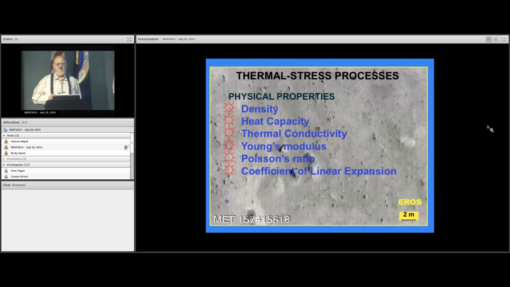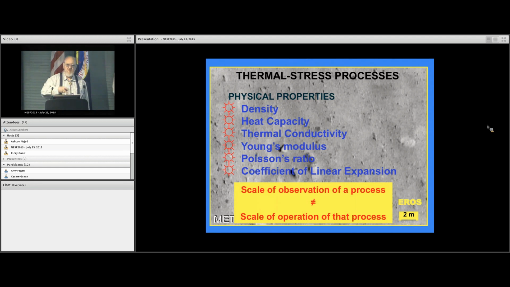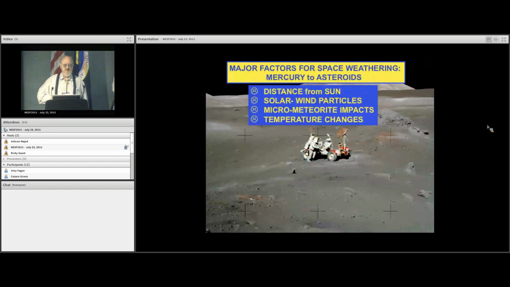These properties, however, have been determined on larger scales than the processes we're talking about. The major problem we have here is that the scale of observation of our processes is a megascale. The scale at which the process is actually occurring is a micro-atomic scale. So we have to do more of this atomic scale modeling and experimentation. This is what Jamie Malero will be doing at JPL. She just starts a postdoc there.